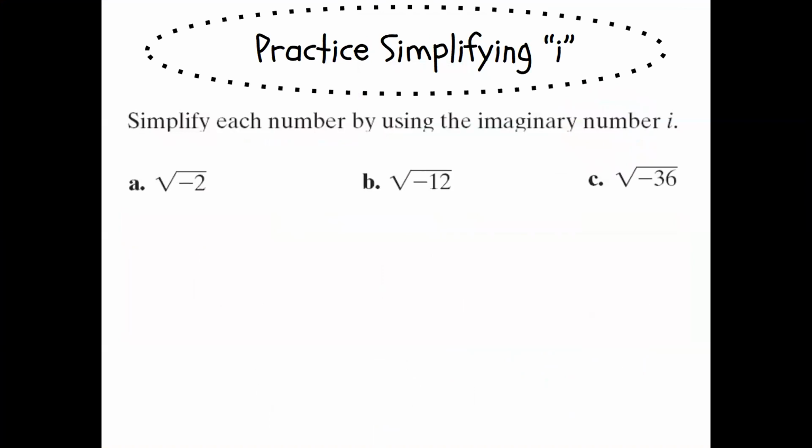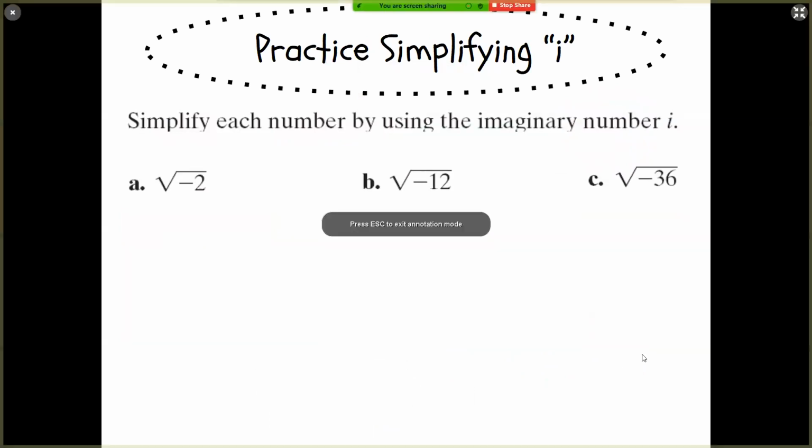Let's practice. All right, so for letter A, we have the square root of -2. I know I've got a negative, so I know my answer has to have i in it. Can I simplify the square root of 2? No, I'm going to leave it as the square root of 2. So this simplifies as i times the square root of 2. So all we did is take that negative, move it out in front to an imaginary number.